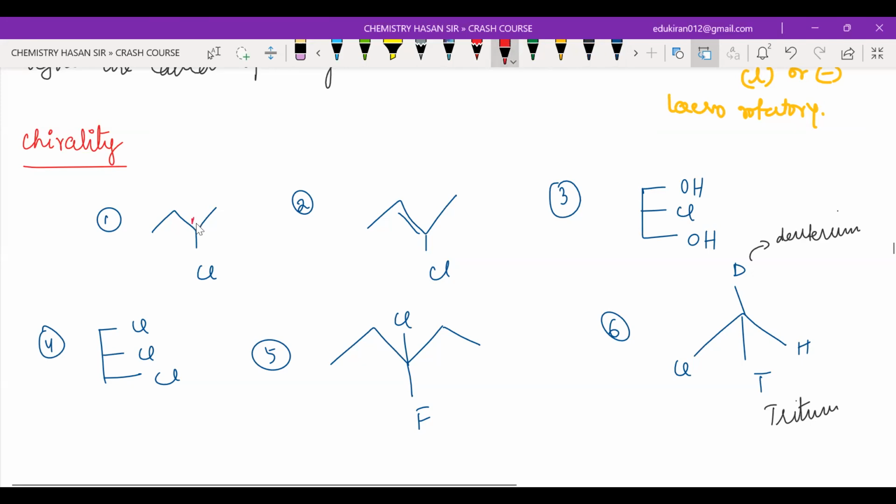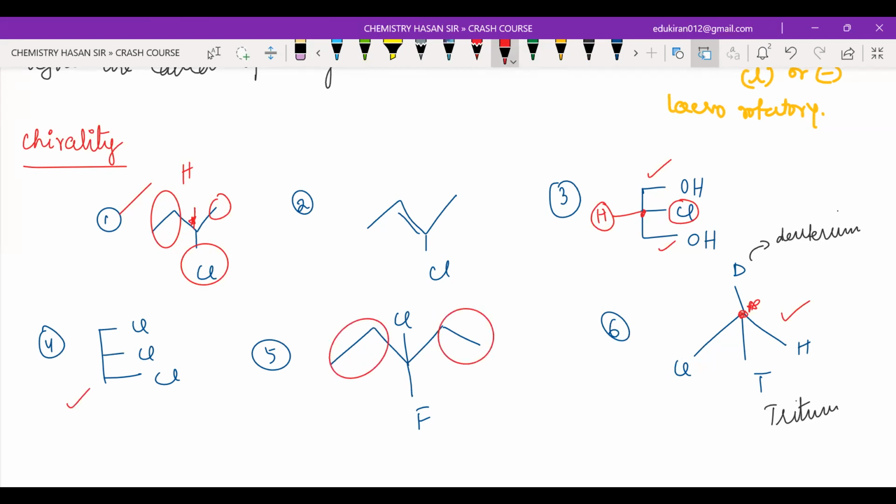You can check this carbon, it has different groups and hydrogen. So it is chiral. If you check this, this is also chiral. But if you check this, it is different, this is also different. But this is OH and this is CH2OH, so it is not chiral. That's why it is not. In the same way, this is also not. This and this are similar. That's why it is also not chiral. And if you check this, it is sp2 hybridization, so you are not going to check it. Okay.